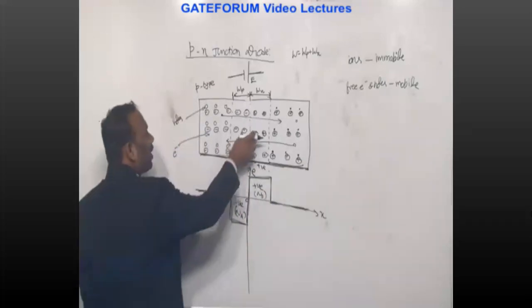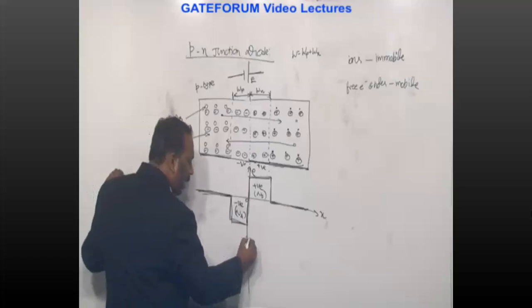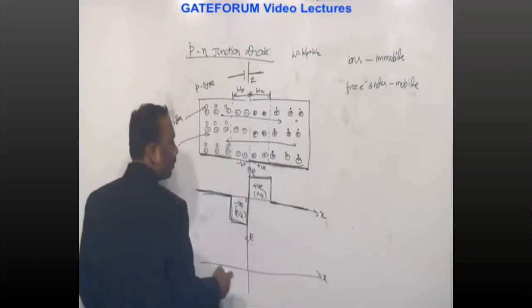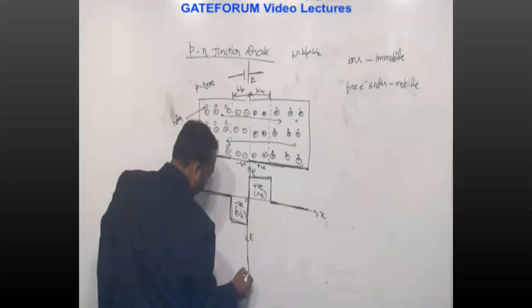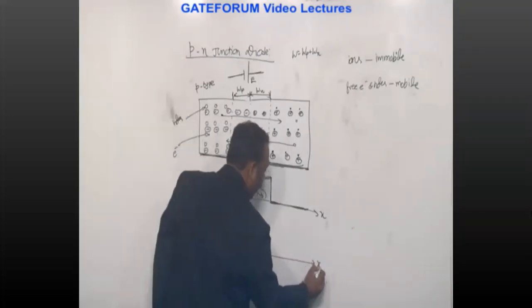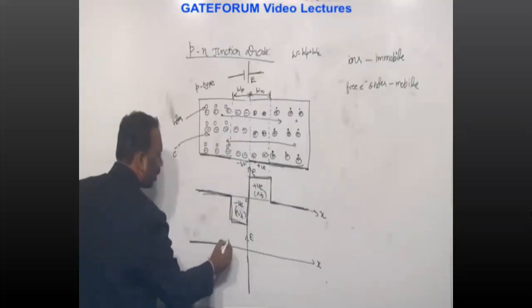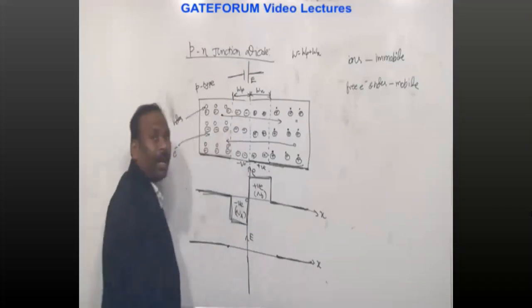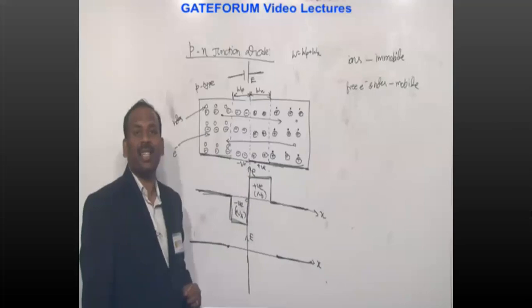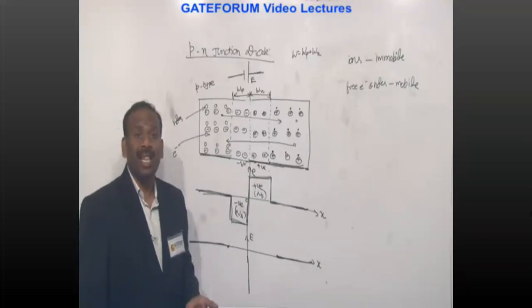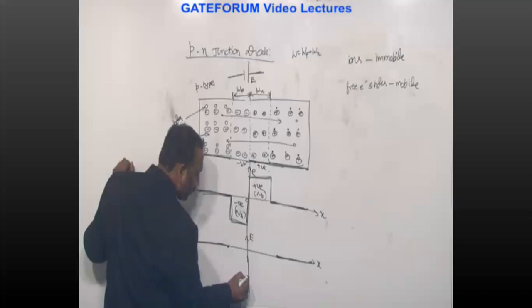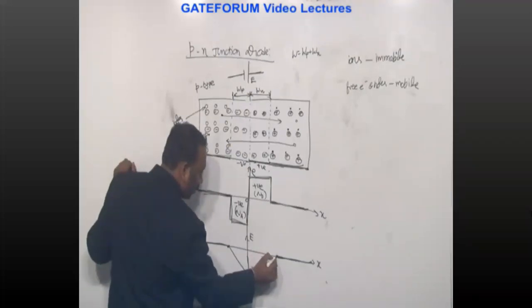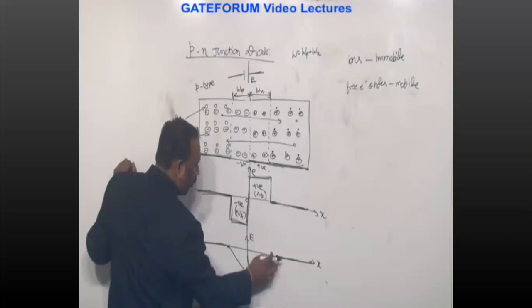Now, electric field. I said electric field exists. If you plot the electric field, from here it is neutral, therefore here electric field is zero because it's neutral. How to get the electric field? We know charge density. If we integrate the charge density, you will get electric field. E equals integration of rho, that's nothing but charge density. Therefore, if you integrate this one, if you draw correctly, both will be equal.